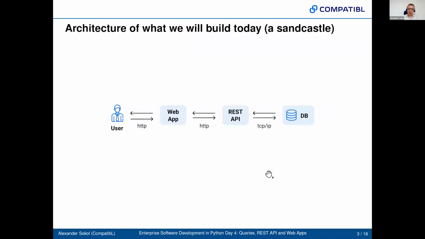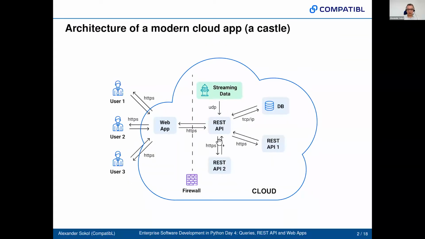And in the castle, we have HTTPS here, right? So secure HTTP protocol. And usually it's a good practice to use HTTPS inside the perimeter as well, just in case there is a hacker, an adversary who penetrated the perimeter, they still would not be able to eavesdrop on traffic. However, sometimes for performance reasons, people use TCP/IP or UDP.